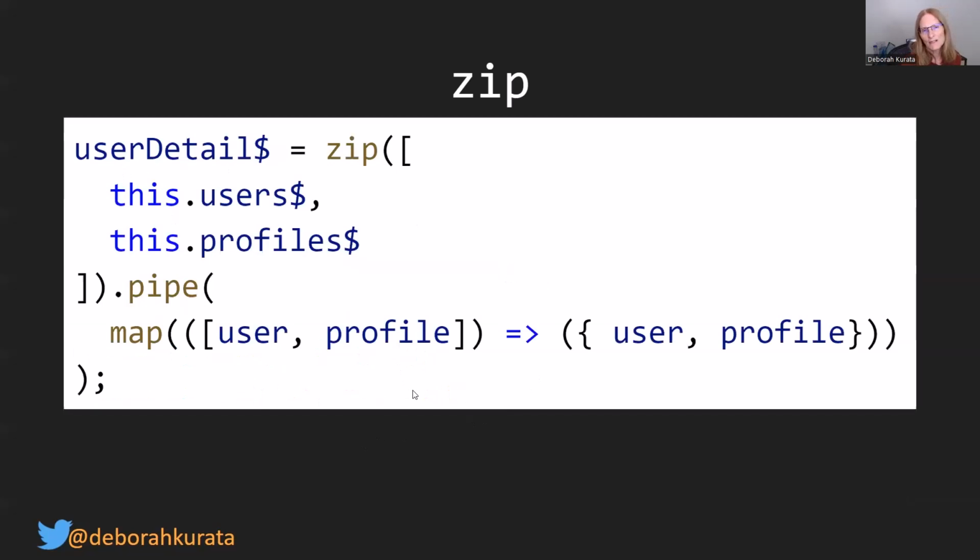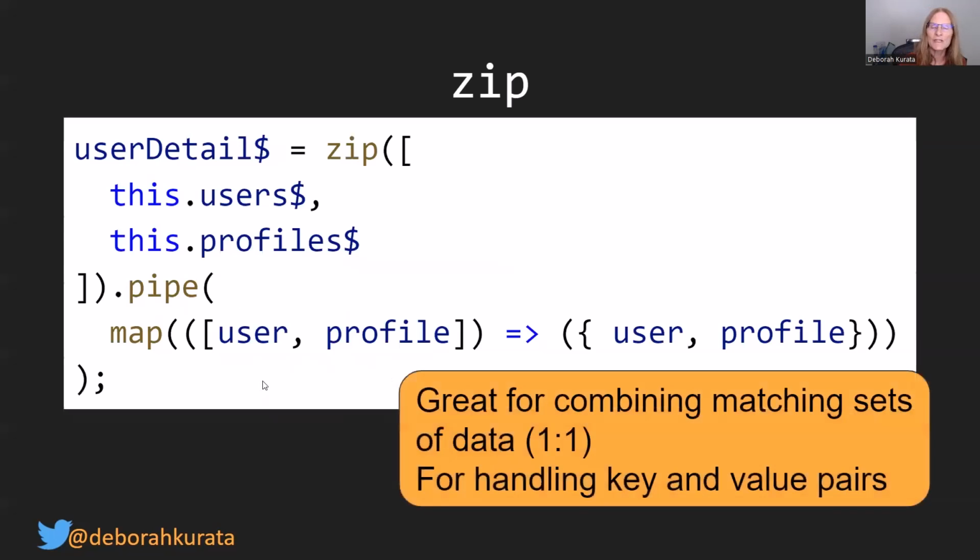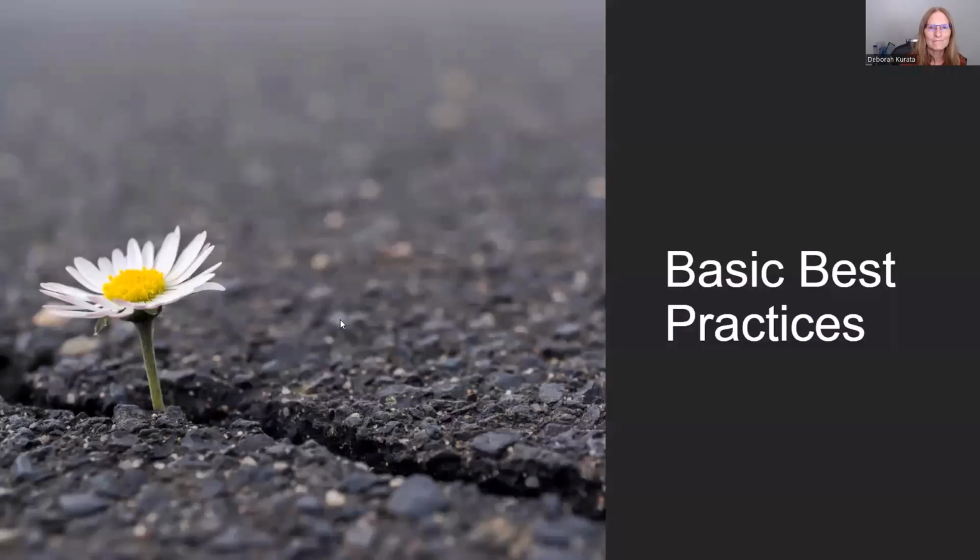So here's a more realistic example. I want to zip up an array of users and their profiles, and I happen to know that they're both in the same order, so I can zip them up. The other common place to use it is when using key and value pairs on a group by. So that's where I've actually used it in practice.